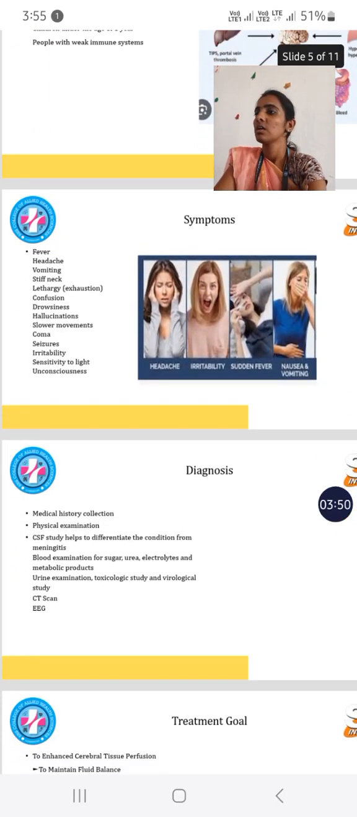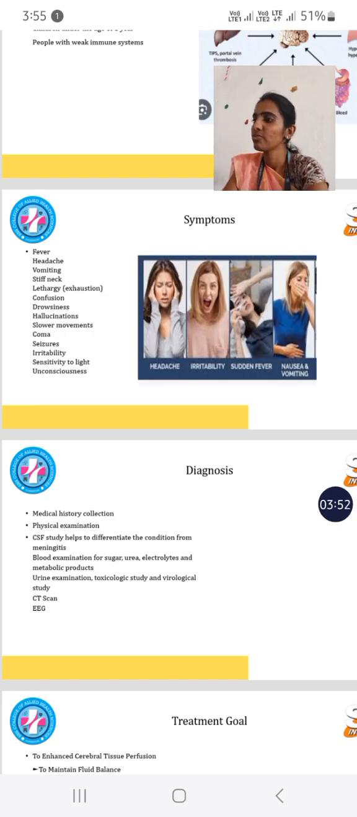Another topic is symptoms: fever, headache, vomiting, neck stiffness, lethargy, exhaustion, confusion, drowsiness, hallucination, slower movements, coma, seizure, irritability, sensitivity to light, and unconsciousness. So these are the things seen during encephalitis.